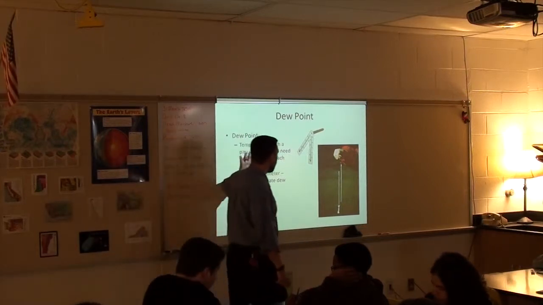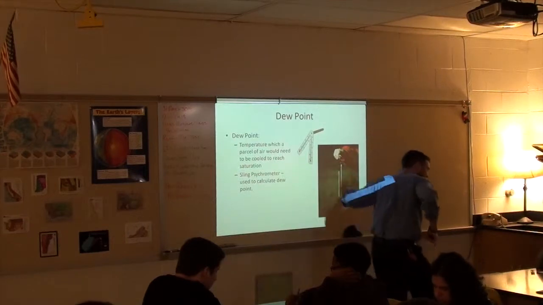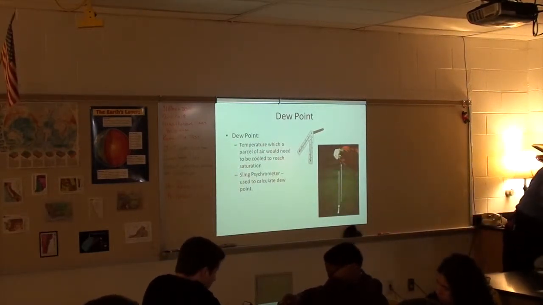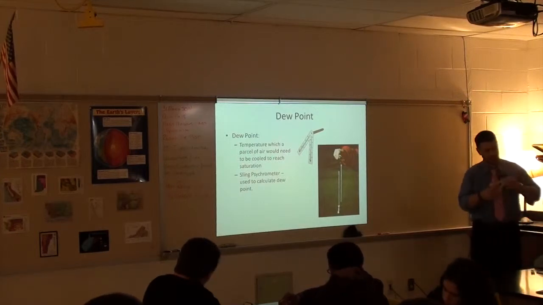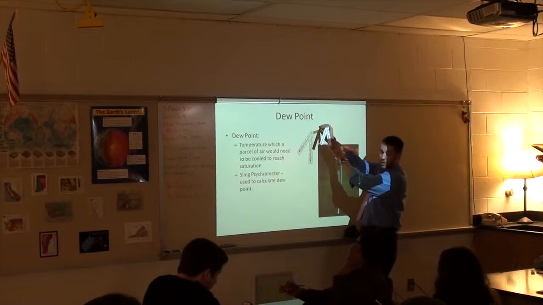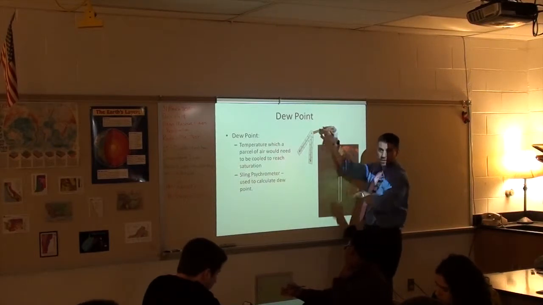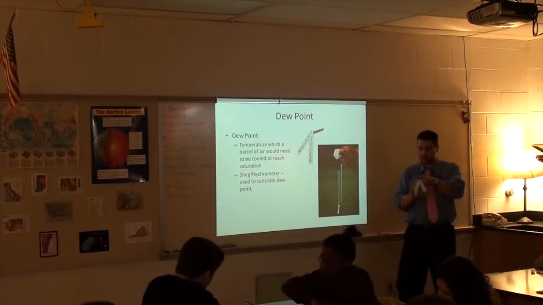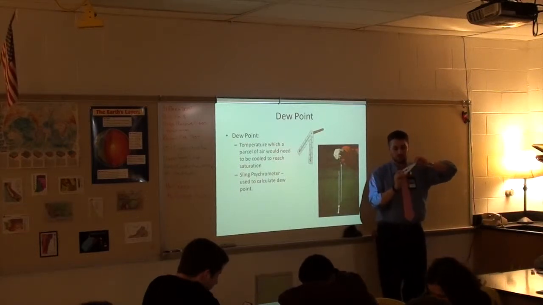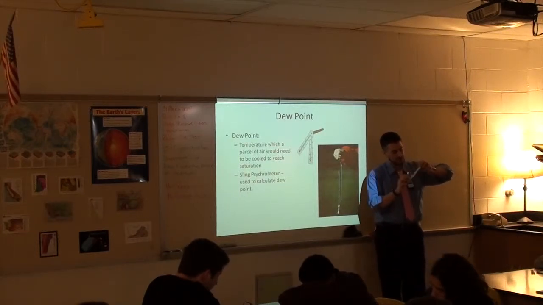Okay, how do we measure this? We use a sling psychrometer. If I get a chance, I'm really going to try to get us to use these things. These are really cool. So here's a sling psychrometer. There are 2 thermometers. One of them has a little bulb on it. One of them doesn't have one.